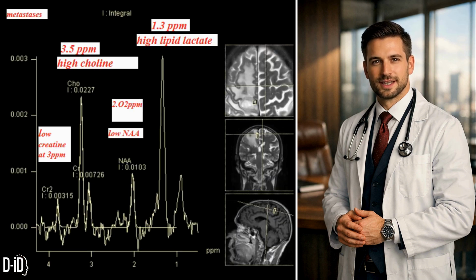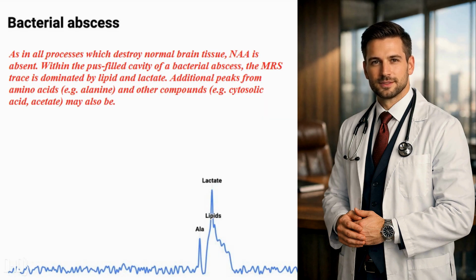Metastasis, the vasogenic difference. Key point: high choline in the core, but normal spectra in the edema. Unlike GBM, metastatic edema is vasogenic. If you see normal spectroscopy outside the enhancement and inside surrounding edema, think metastasis.